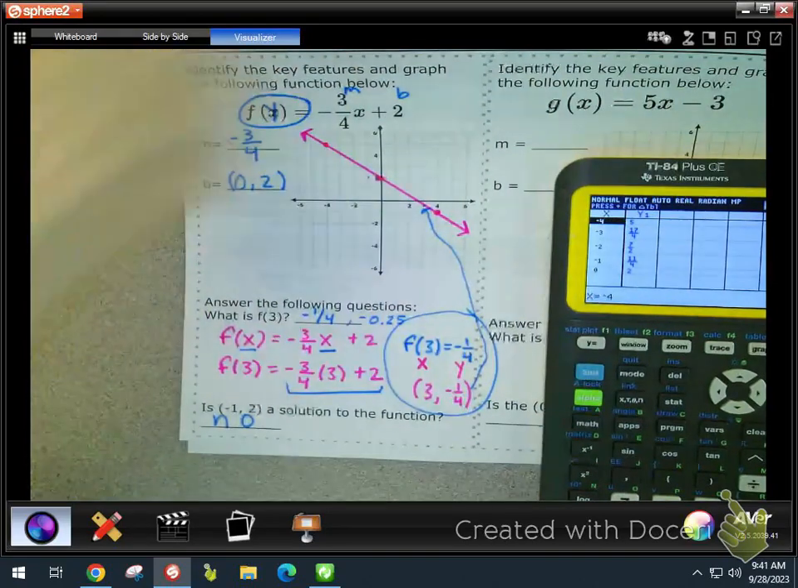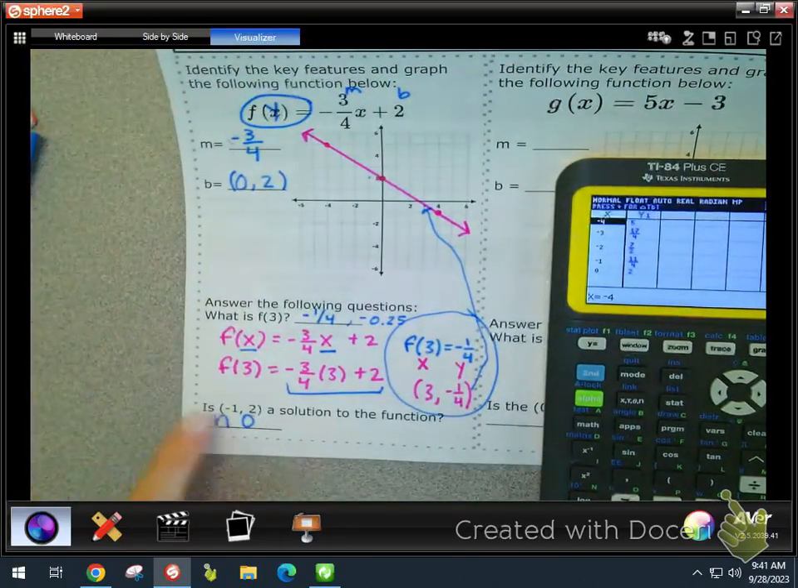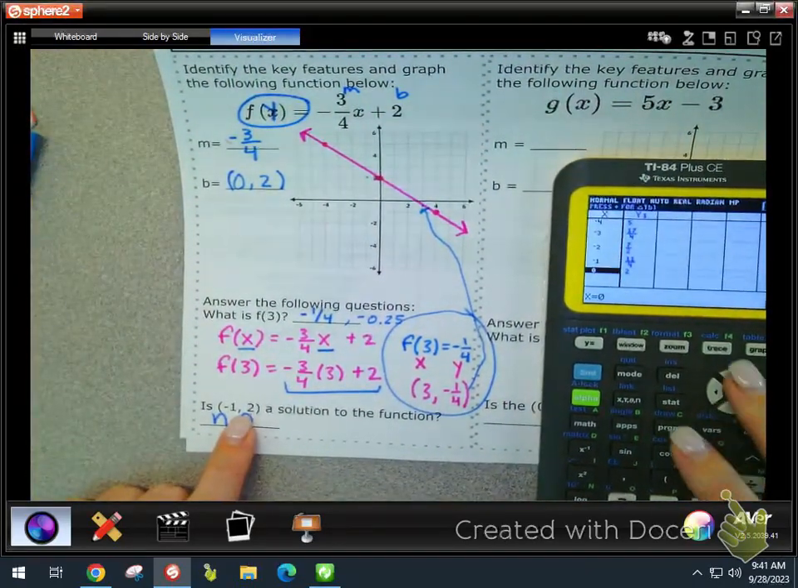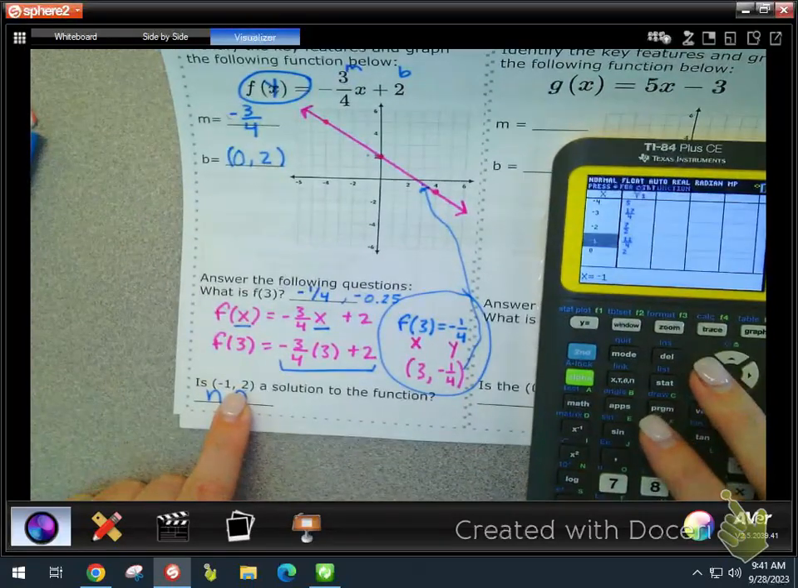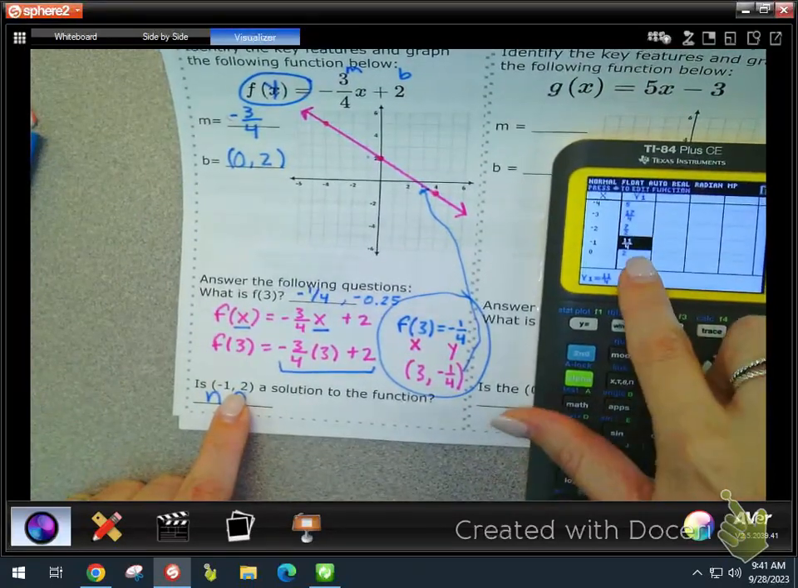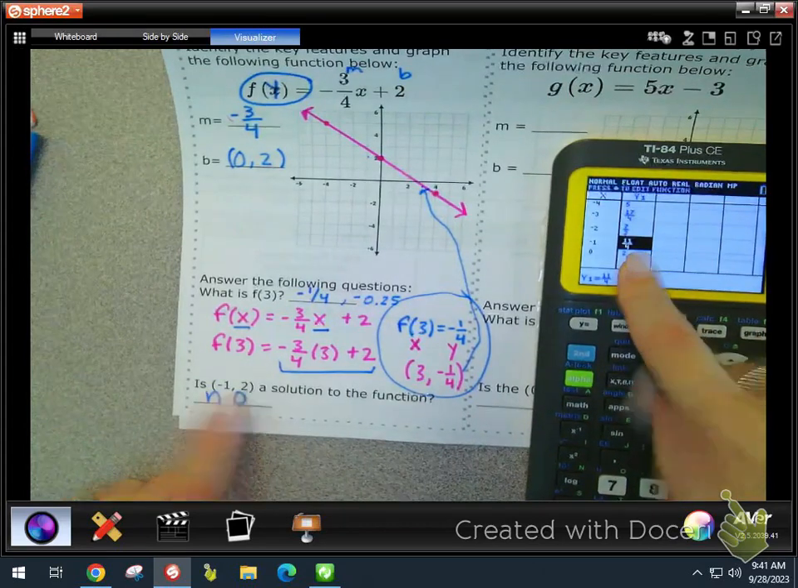We're right. Everything is right here. Negative 1, 2, we said no. It wasn't on the line. What is the y value when x is negative 1? It's not 2. It's 11 over 4.